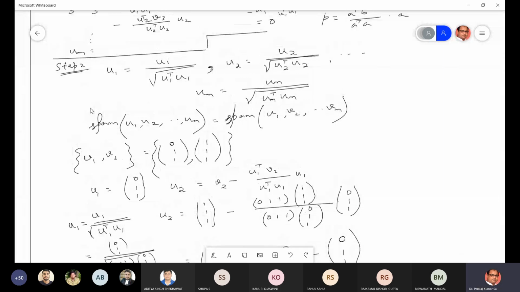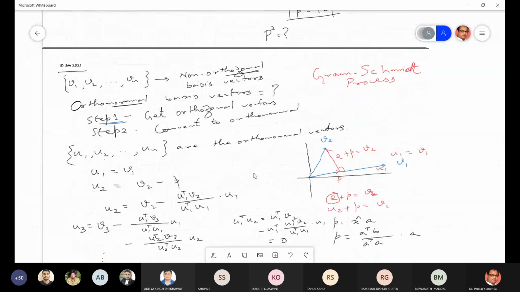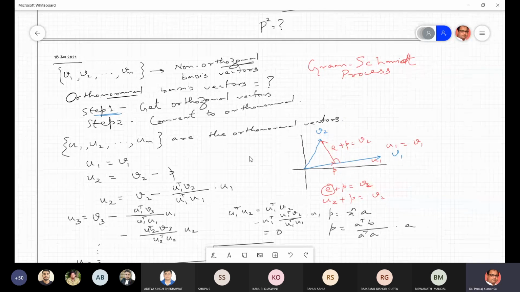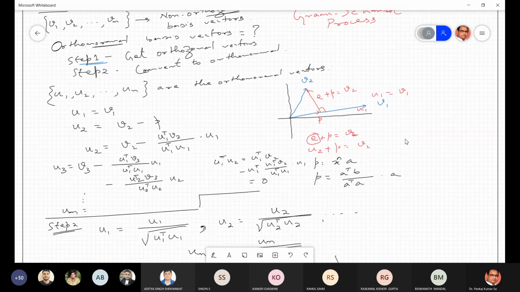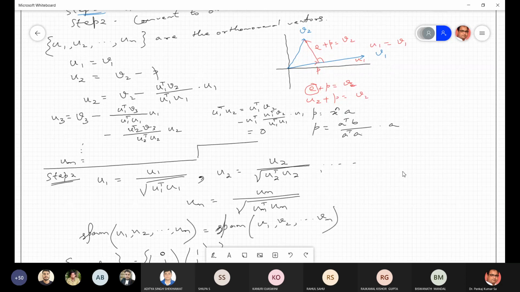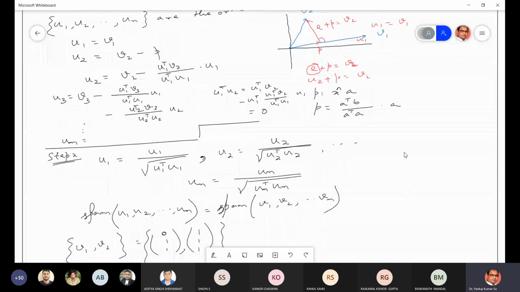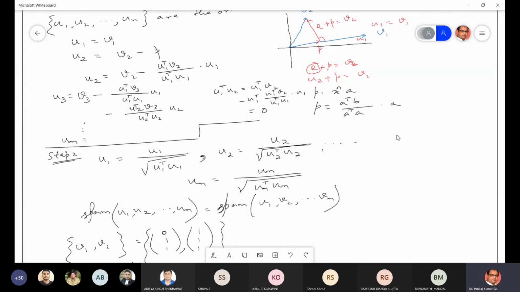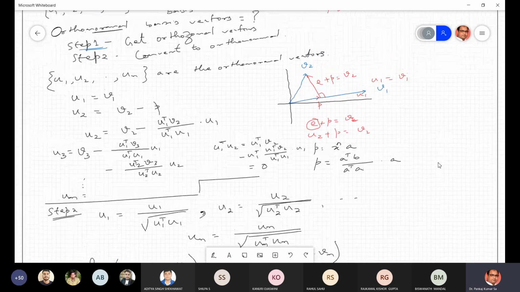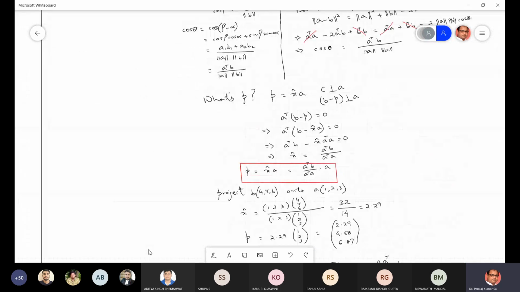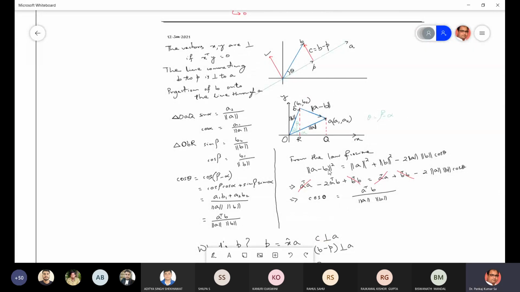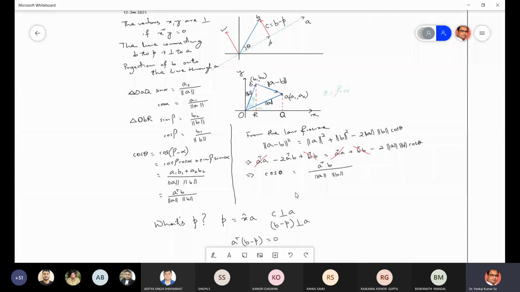So, anything you have to ask regarding this Gram-Schmidt process? It's a simple one, right? It's not that complicated. Yeah, of course, considering the fact that the previous class is understood. This class is a cakewalk.